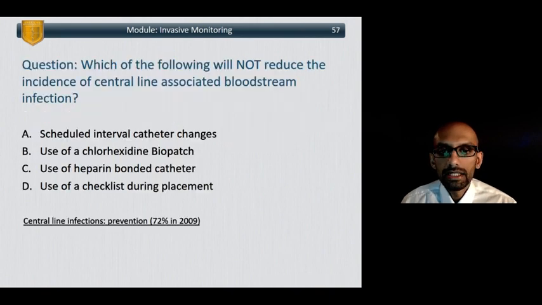Which of the following does not reduce the incidence of central line-associated bloodstream infections? Scheduled interval catheter changes, chlorhexidine biopatches, heparin-bonded catheters, or use of a checklist during placement. The correct answer here is going to be interval catheter changes, which do not change the incidence of central line infections. The other factors here do. Again, this was back from 2009. ABA asked a question related to this.